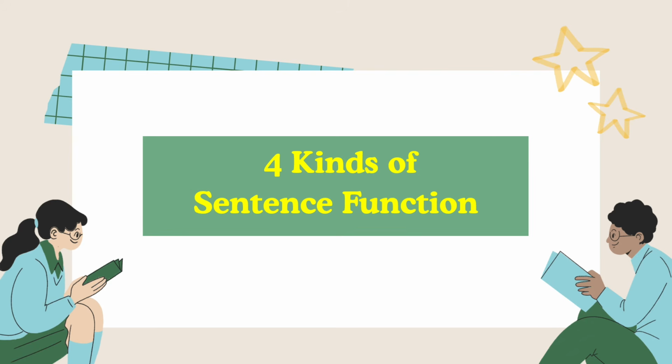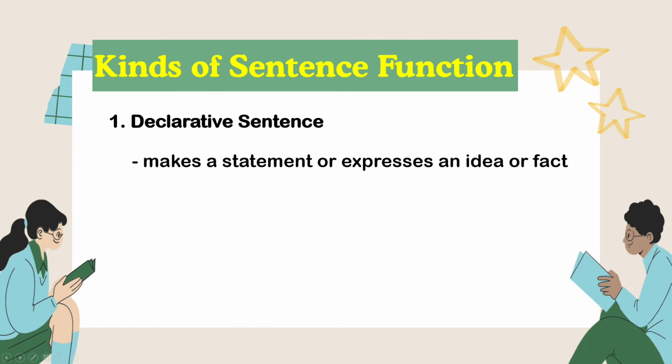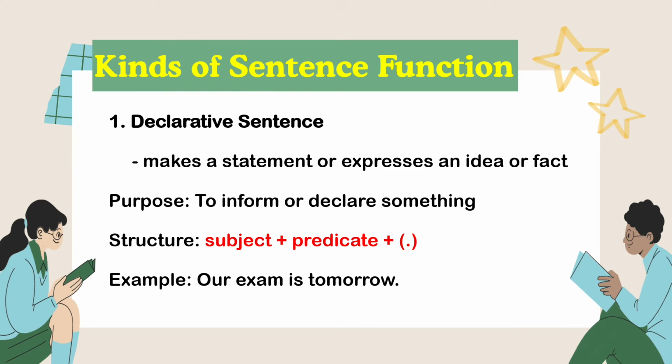The first kind of sentence function is called declarative sentence. A declarative sentence makes a statement or expresses an idea or fact. Its purpose is to inform or declare something. When writing a declarative sentence, we start with the subject, then predicate, then end with a period. For example, our exam is tomorrow.